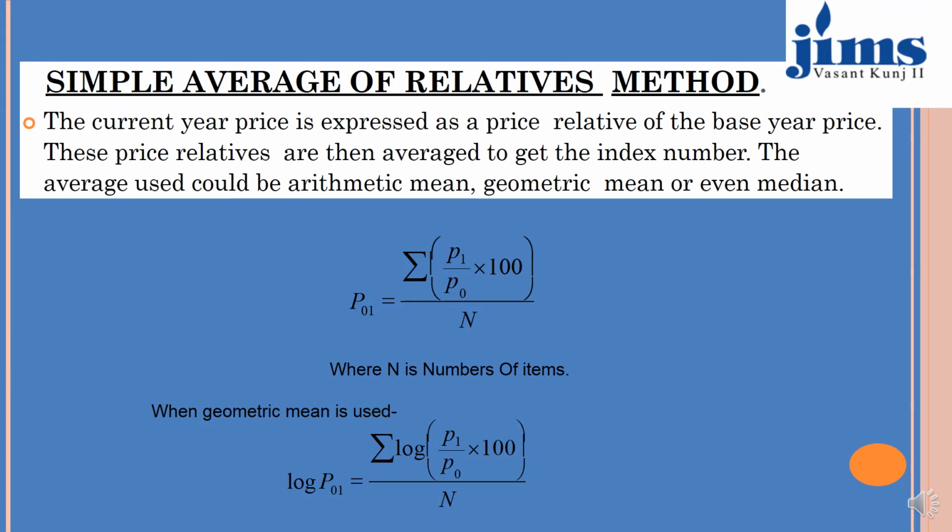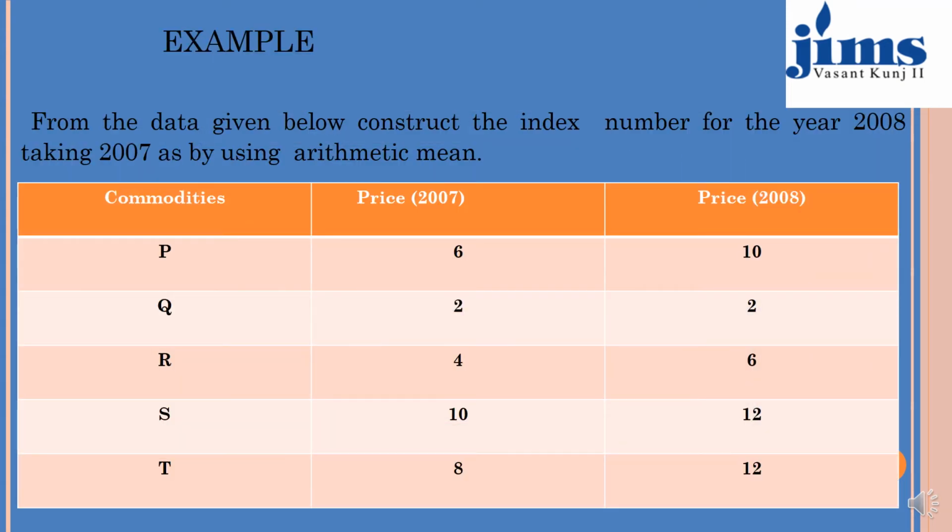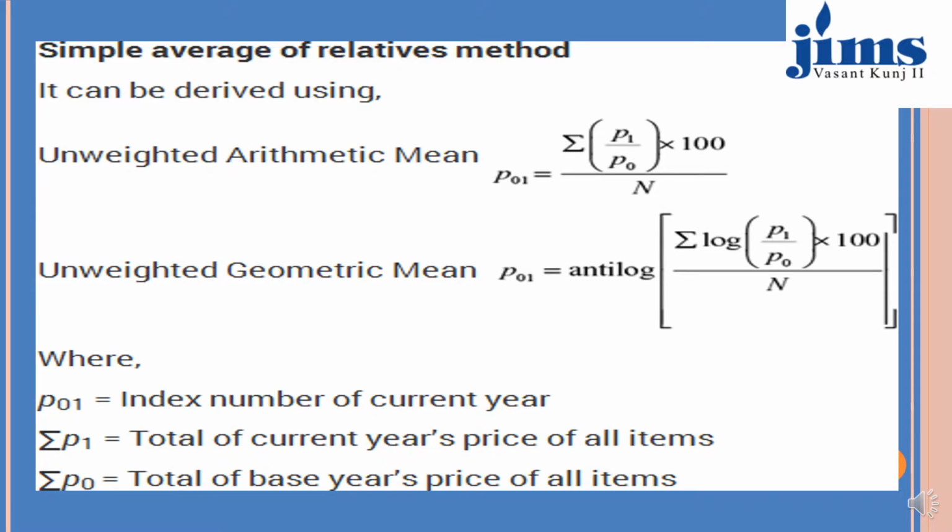Okay, next is the simple average of relatives method. The current price is expressed on the basis of the price relative to the base year. We calculate the price relatives against the base year and thereafter take the average of those. If the data are in fluctuating percentages, then we should use logarithms. This is our simple average of relatives method.